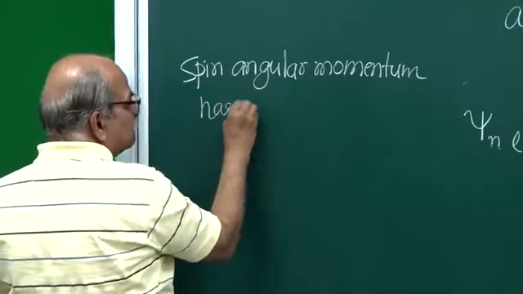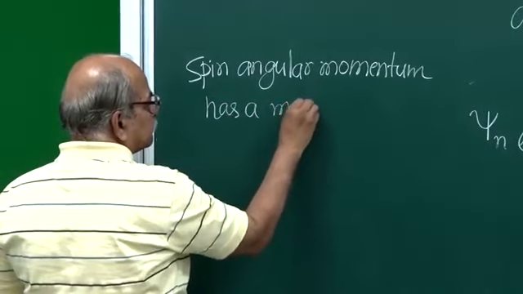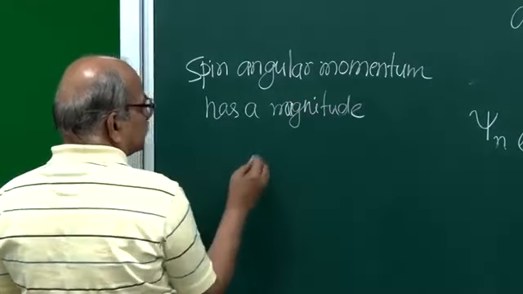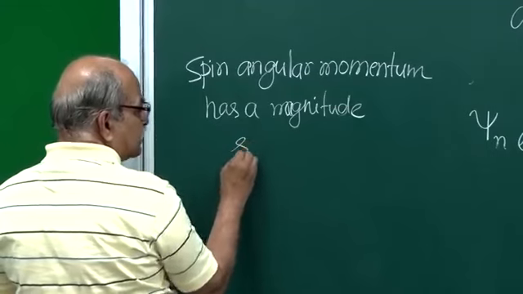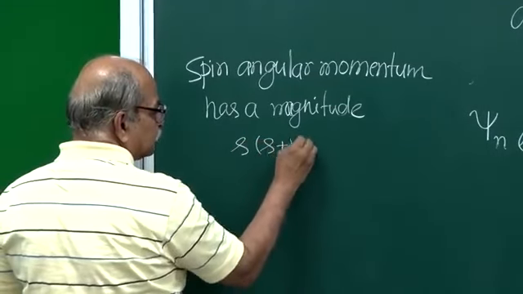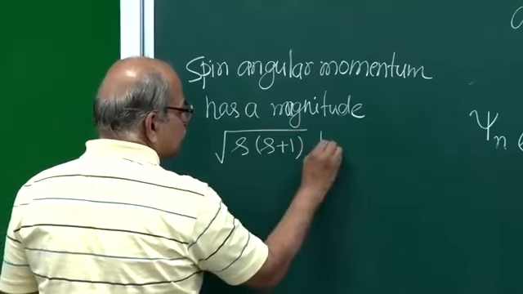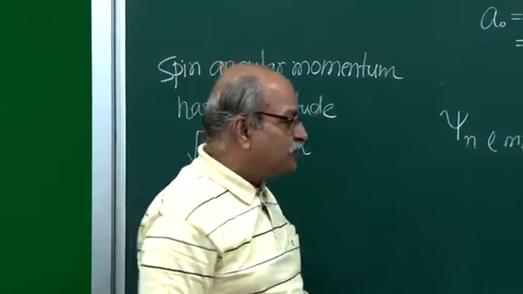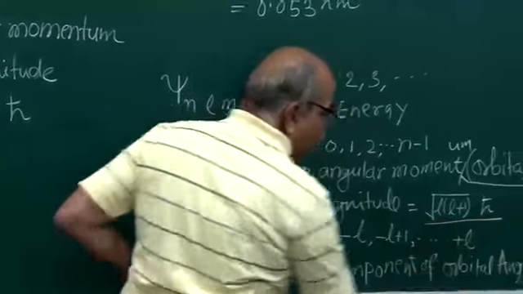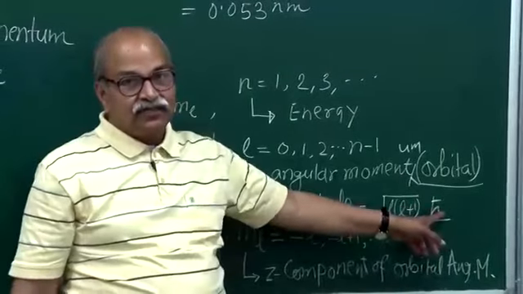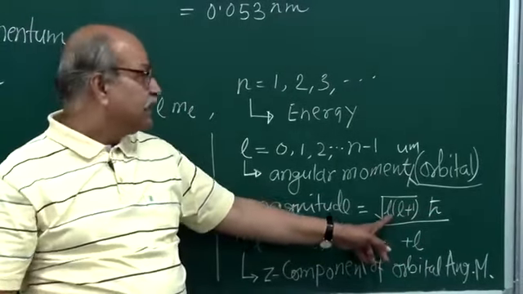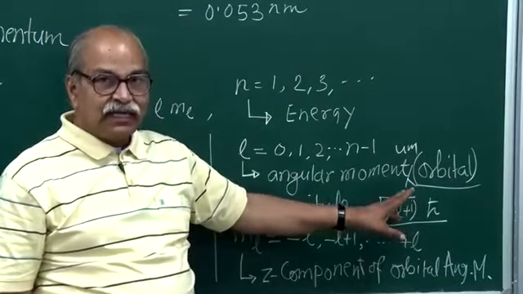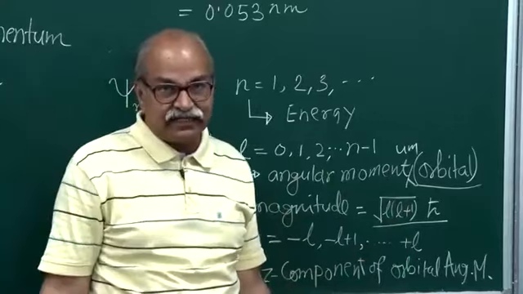This spin angular momentum has a magnitude which is the square root of s into s plus 1, times h cross. This is that magnitude. For orbital angular momentum, the magnitude is the square root of L into L plus 1, times h cross, and this L can take values. It can be 0 or it can be 1, it can be 2 and so on.